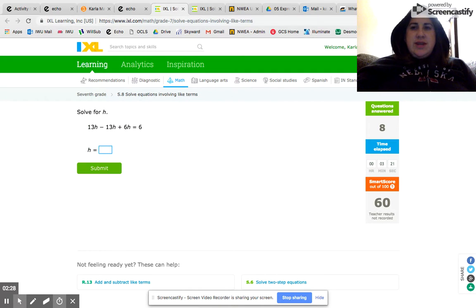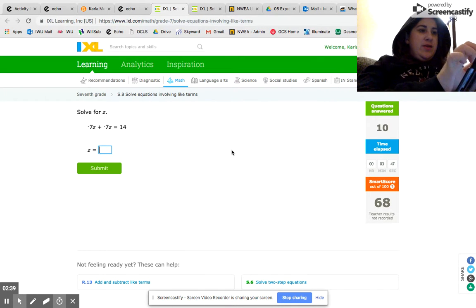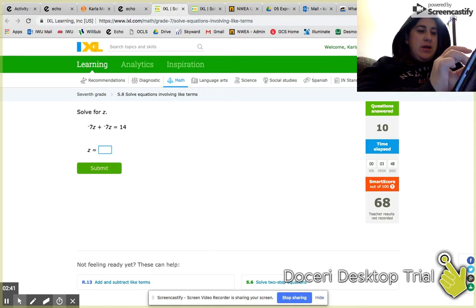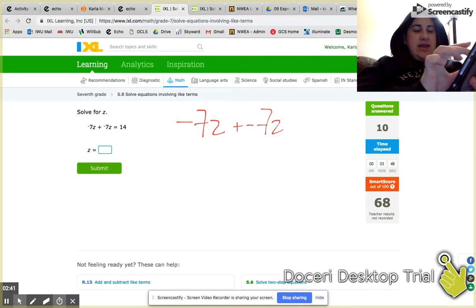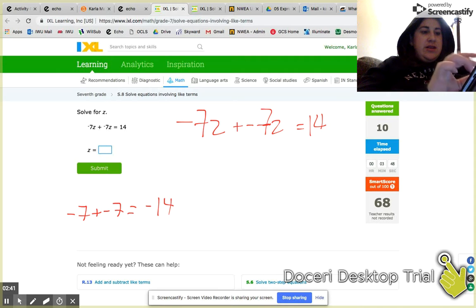All right, let's try some more difficult ones. I'm going to try to get closer to 70, which is where you guys have a lot more issues. All right, let's try this one. Here we have negative 7z plus a negative 7z is equal to 14. So I have two negative 7z's. Basically what I have to do is negative 7 plus negative 7, which is the same thing as negative 14. So I have negative 14z is equal to 14.